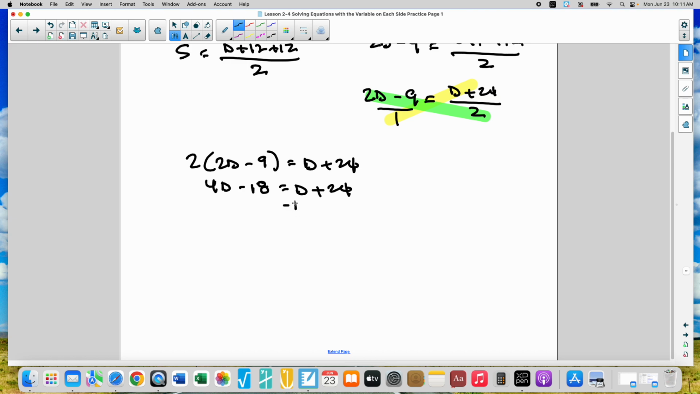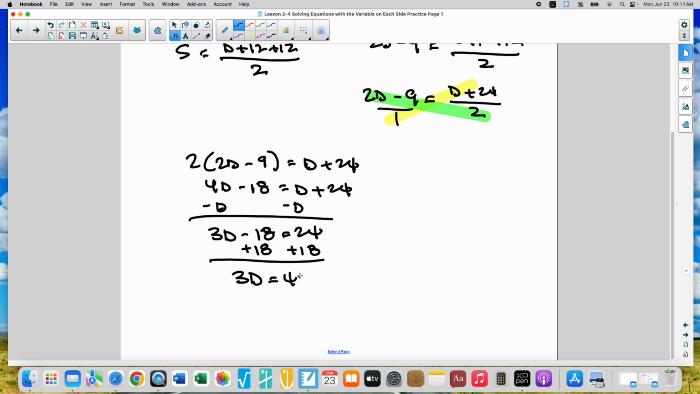And let's move the variables first. 3d minus 18 equals 24. Add 18 to both sides. 3d equals 42. Divide by 3, divide by 3. D equals 14. So Diego's age is 14 years old.